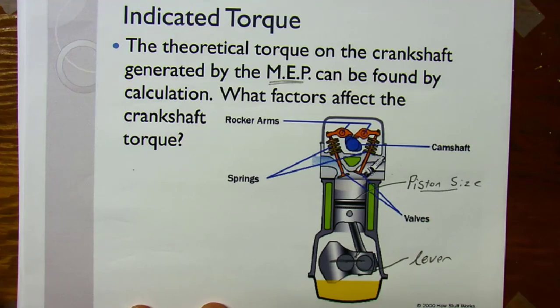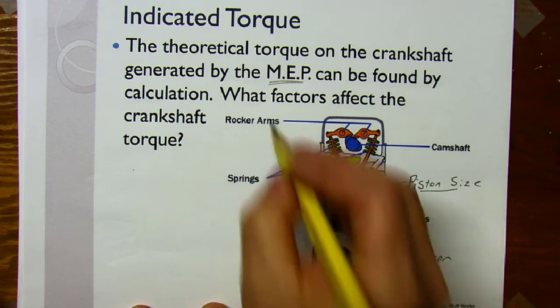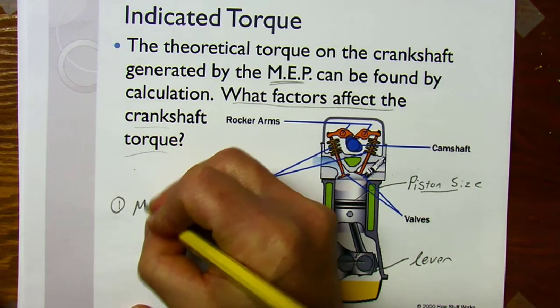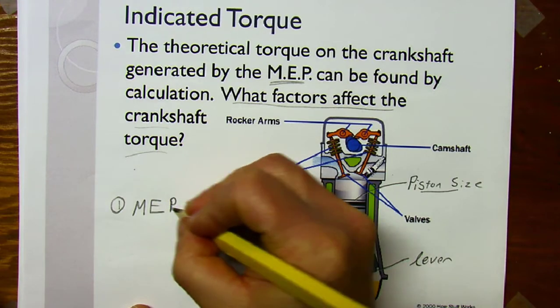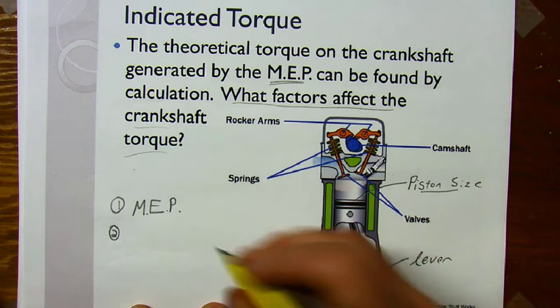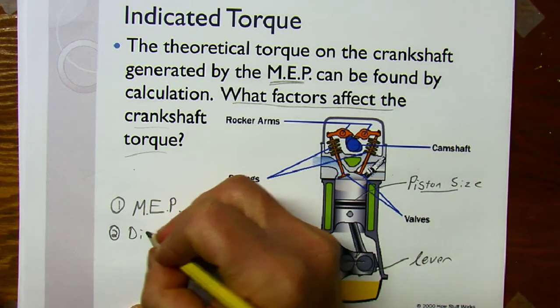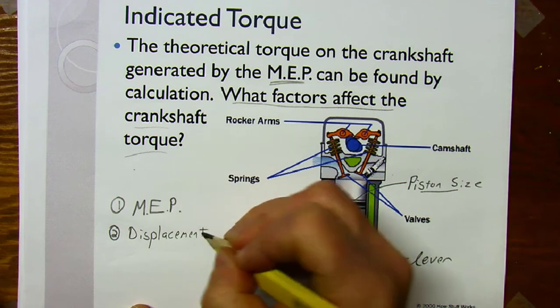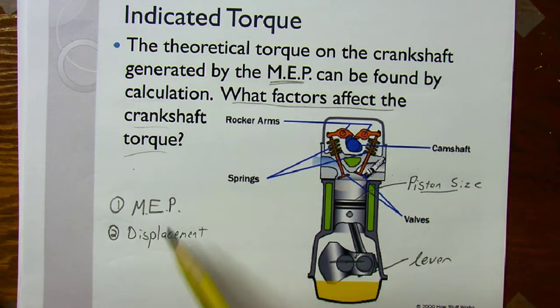So really there are two factors that determine how much torque comes out of an engine. And what factors are they? They are the mean effective pressure and the lever and piston size combining, which is your displacement. So surprisingly, if you know the average pressure and you know the size of the engine, you can calculate how much torque you should get out of the engine. And here's how.